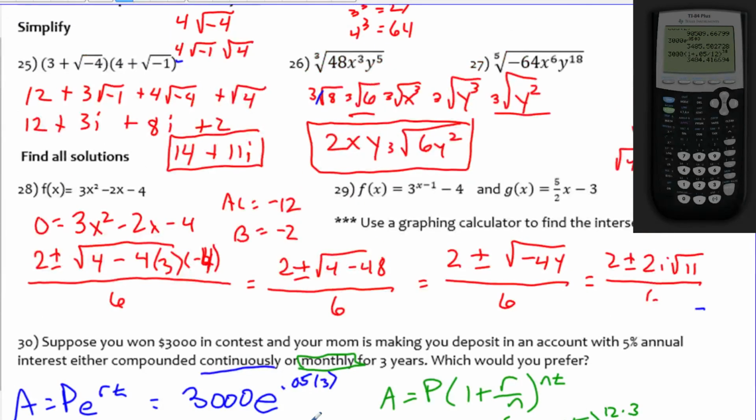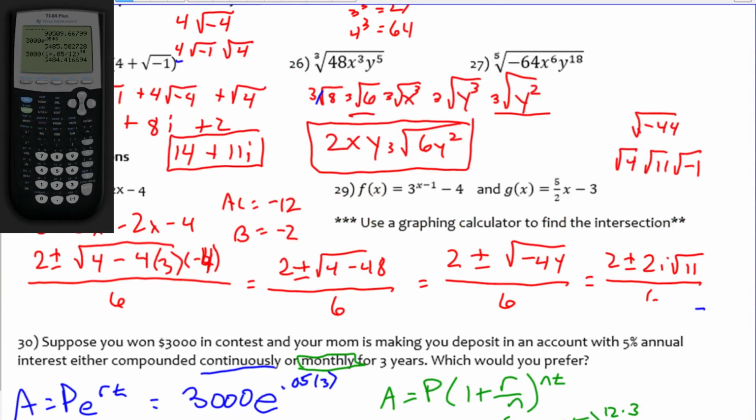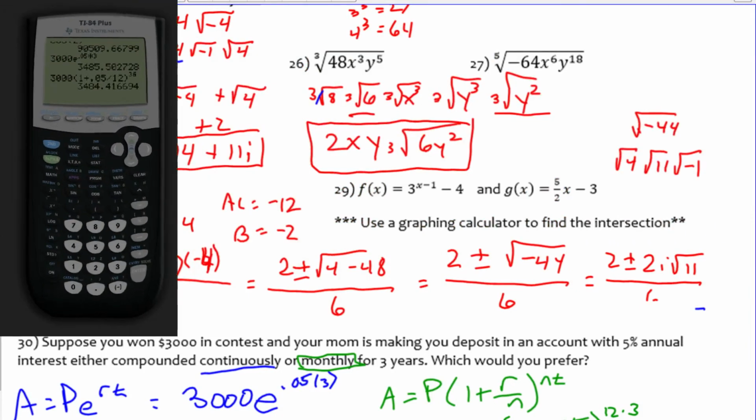All right, so let's talk about problem number 29. This one says use a graphing calculator to find the intersection. So I'm actually going to make my graphing calculator a little bit larger so that you can see it. Let me bring it up, move this over, and make it a little bit bigger for you.